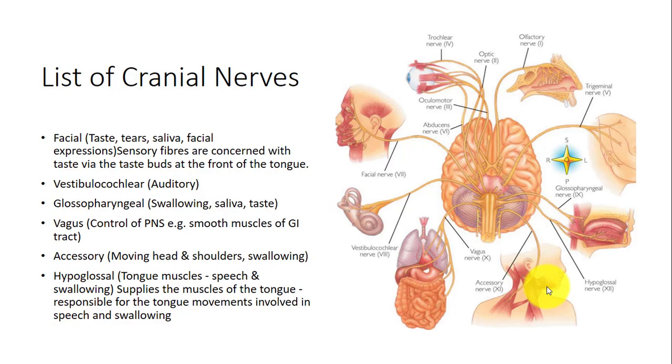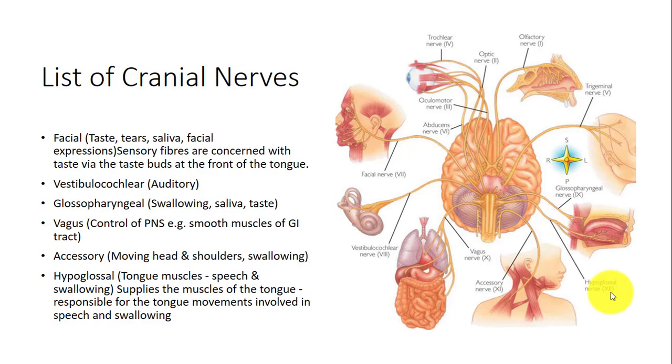Then lastly, you have the hypoglossal nerve. So the hypoglossal nerve, which is over here, okay, so this one was the glossopharyngeal, and this one is the hypoglossal right here. Okay, so the hypoglossal nerve is the last nerve, and this one is responsible for the tongue muscles. So this one is going to severely impair the patient's ability to speak, so their speech and their swallowing.